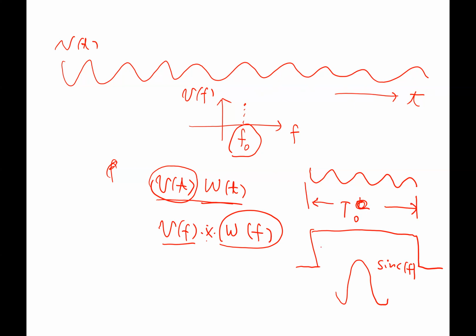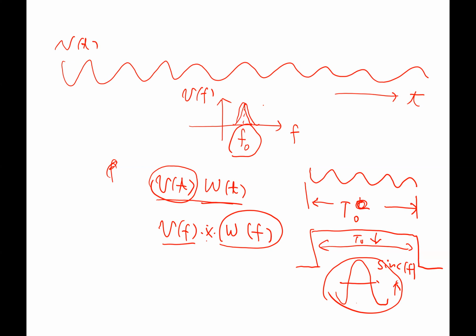The width is inversely proportional to the width of the window function in the time domain. That's why when this becomes small, when this decreases, of course this width will increase, right? So when you convolve this sinc function with this point function, basically you get this one itself, right? So that's the reason why it becomes wider.